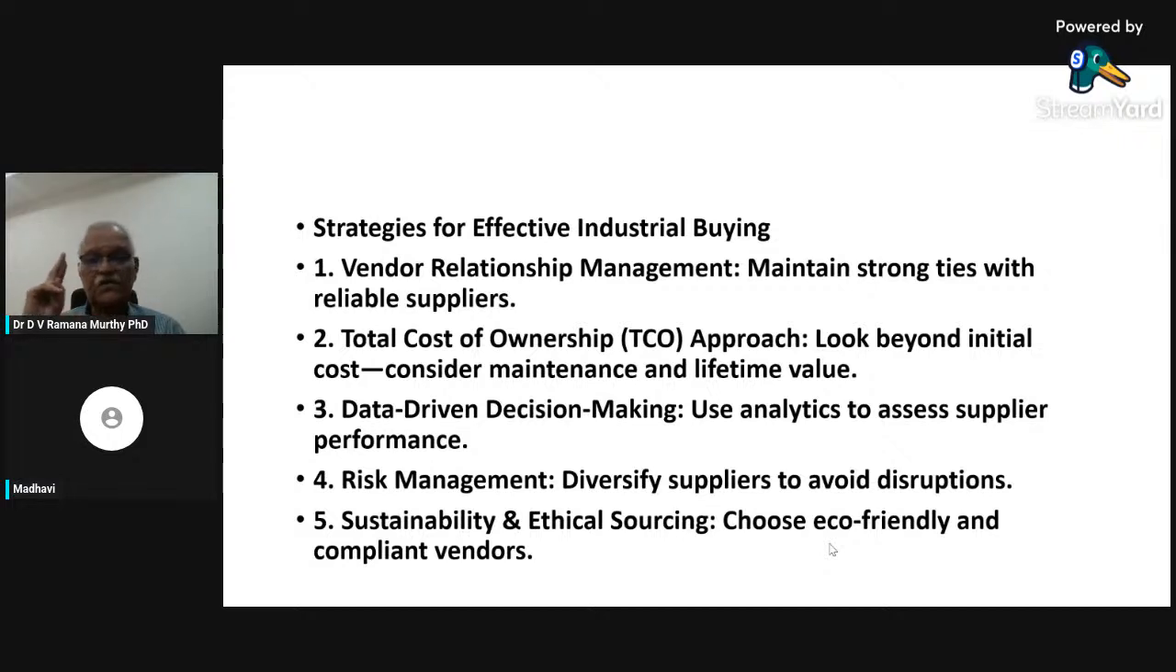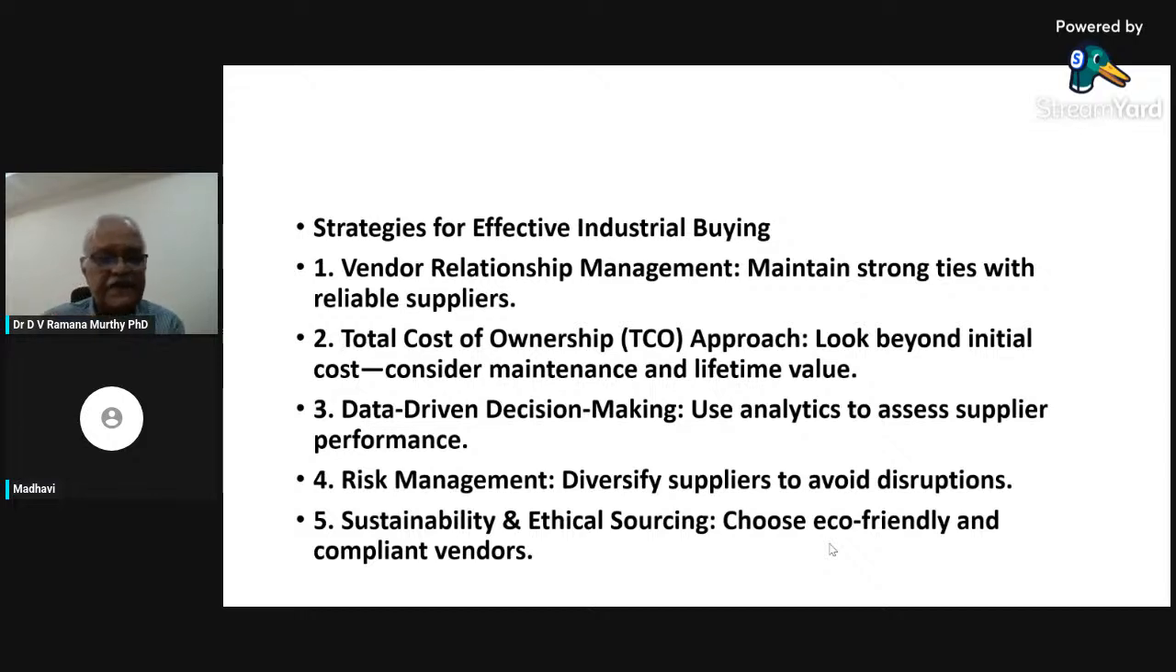Second is total cost of ownership, meaning look beyond the initial cost. Consider maintenance and lifetime value. You can't have a cost structure which is constant. Another important thing is you have to consider that there may be an increase in the cost of manufacturing when you get quality raw materials regularly. So that's another important challenge. Total cost of ownership as such is the approach.